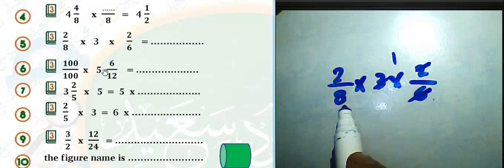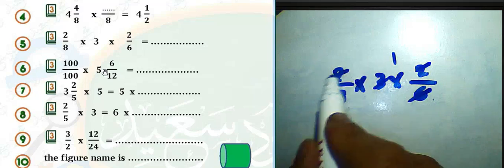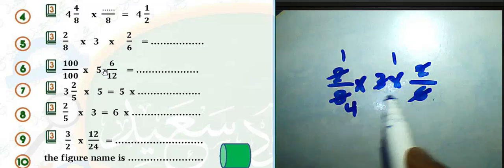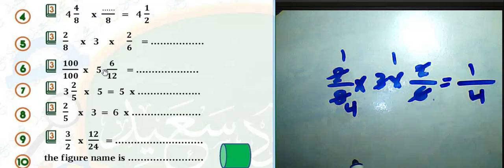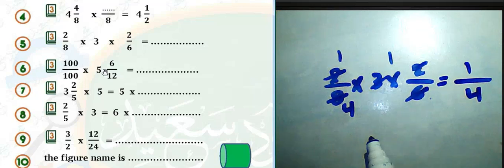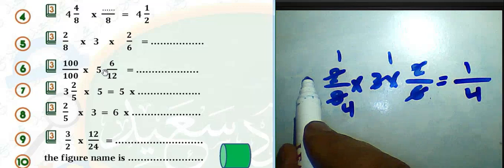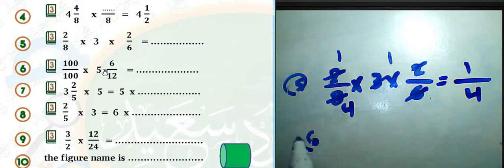1 times 2 over 8 will be itself, and 2 divided by 2 equals 1. 8 divided by 2 equals 4. The result will be 1 over 4. About question number 5. Question number 6.